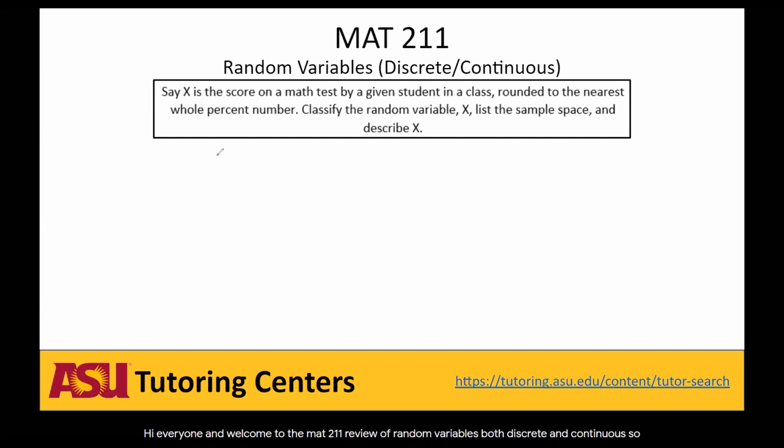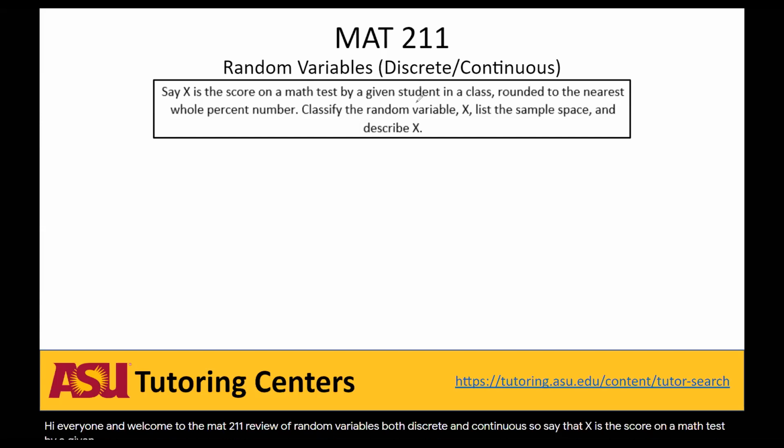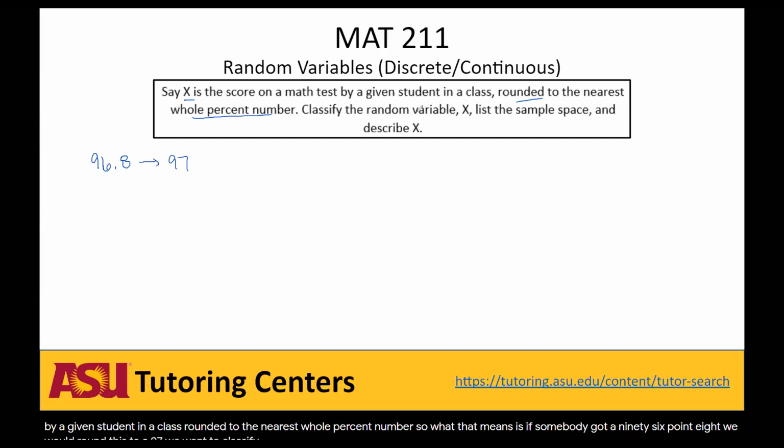So, say that X is the score on a math test by a given student in a class, rounded to the nearest whole percent number. So what that means is if somebody got a 96.8, we would round this to a 97. We want to classify the random variable X, list the sample space, and we also want to describe X.